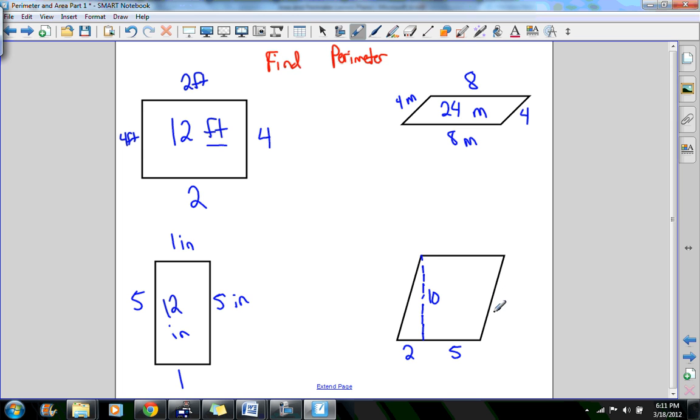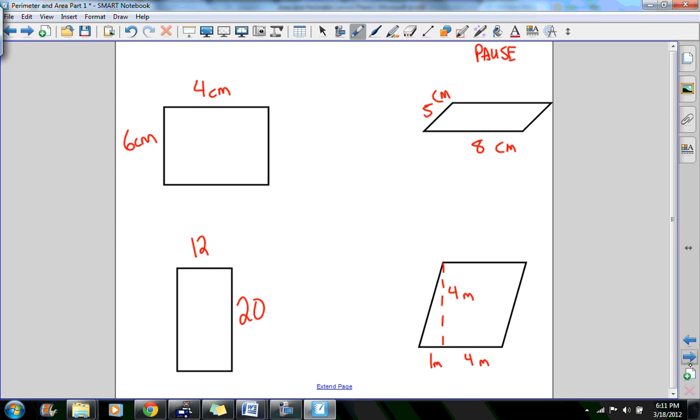And finally, on the last one, we look to add them all up, but there's a problem. This measure here is the height of the parallelogram, not the outside. So all of a sudden, we can't find this one. So I want you to try to find the perimeter of each of these.